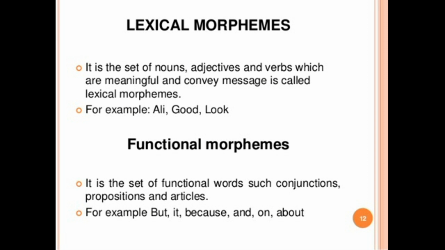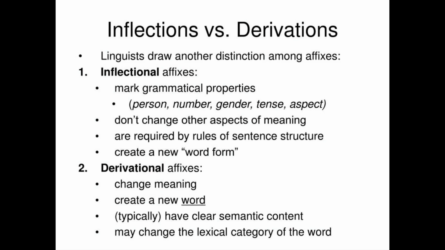So now we have open class and we have closed class. Open class is the lexical morpheme. Closed class is what? The functional morpheme. Now we are going to talk about derivational and inflectional morphemes. To make it more clear and simple, we divide it into derivational morpheme and inflectional morpheme. So what is derivational morpheme? What is inflectional morpheme?